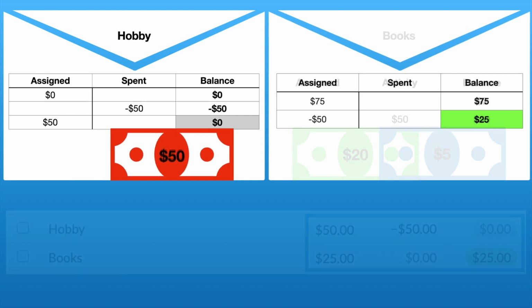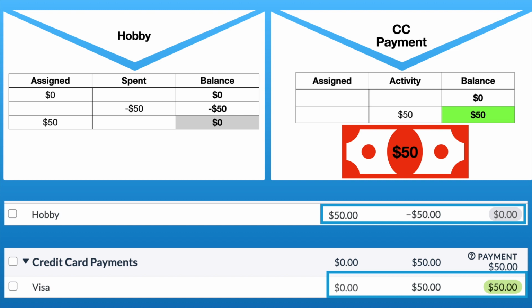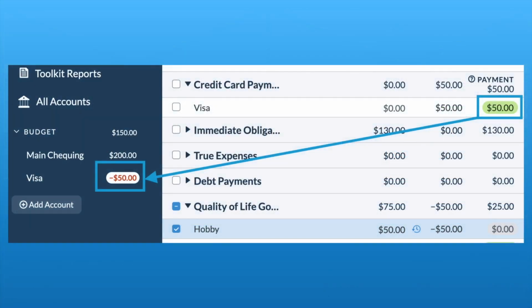YNAB will automatically then take that $50, move it to the credit card payment category, and add that activity that we've got $50 in there, because now it's funded. In the past, you would be able to see the 0, but it's not funded, and that's really what this envelope is looking for, is the funded portion. And then I come back to the main screen. I now can see that my $50 is sitting in my Visa payment, which matches my account.